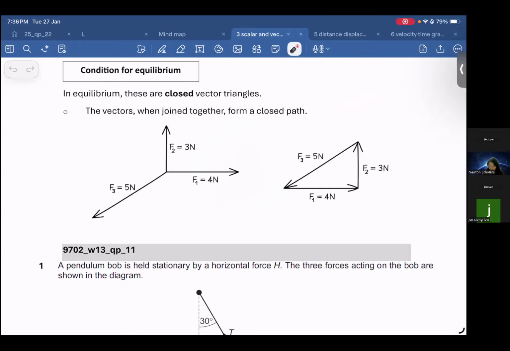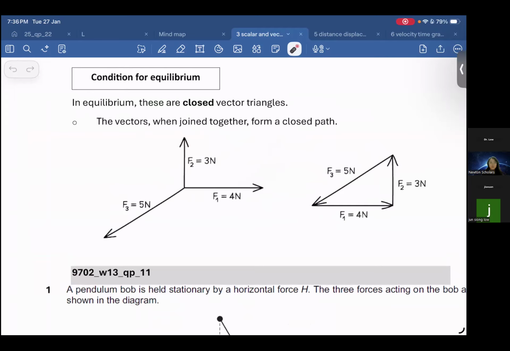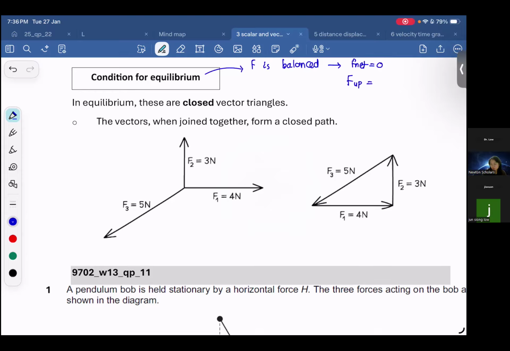Okay, so today, this small part, page number 13, we will use the knowledge about the resolution of forces. Then we solve this kind of problem. So the condition for equilibrium means that the force is balanced. When the force is balanced, what do we think of? The net force is zero. So when net force is zero, we can say that the upward force must be equal to the downward force. The force on your left-hand side must be equal to your right-hand side.